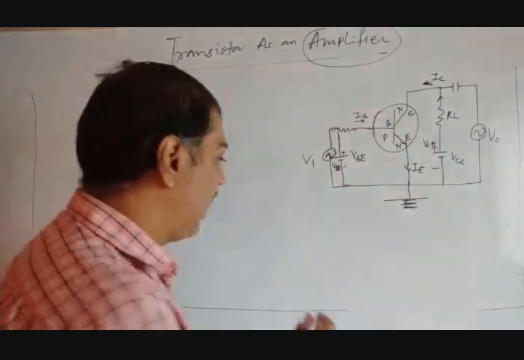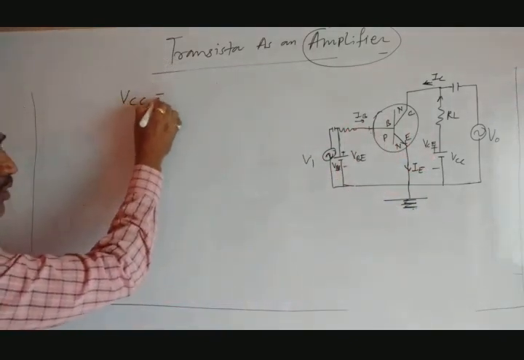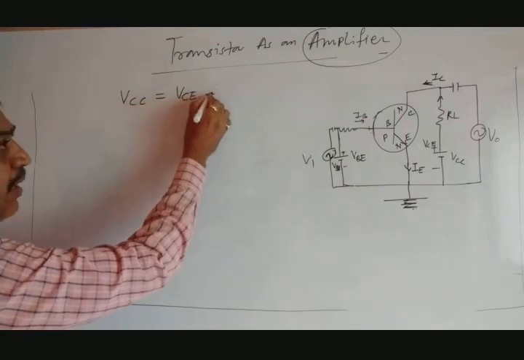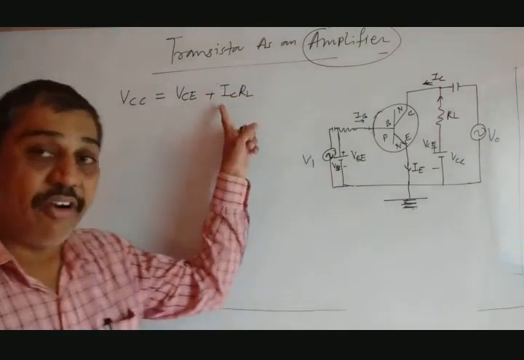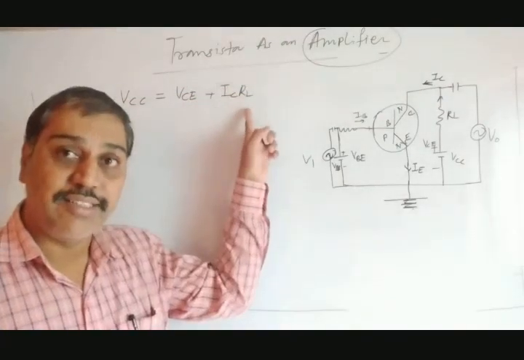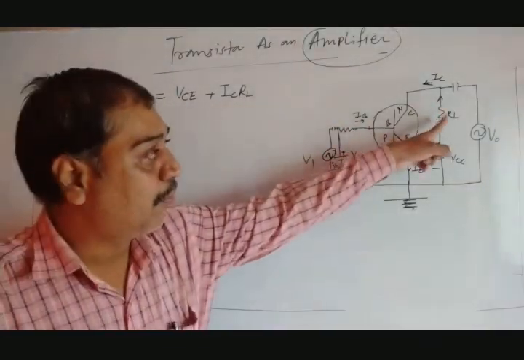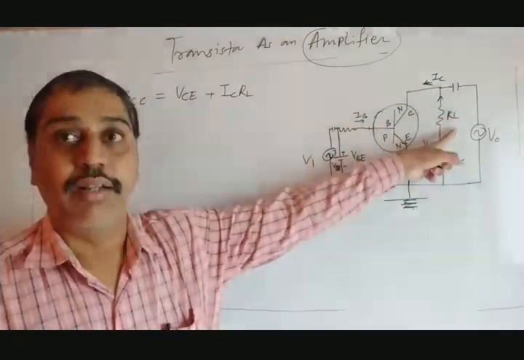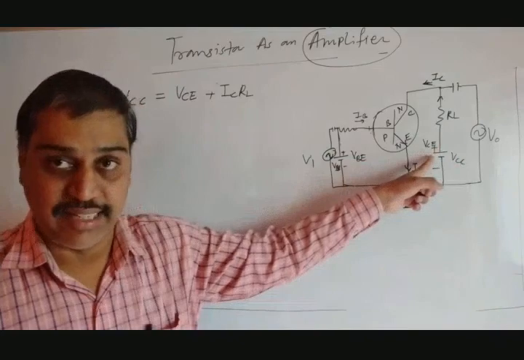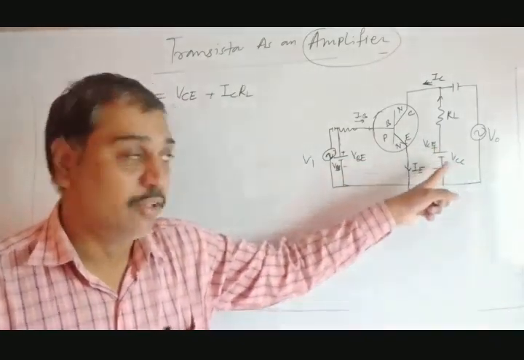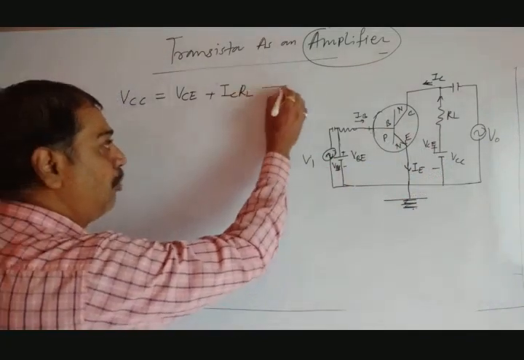So for the output loop, we can write the equation as VCC equal to VCE plus IC into RL. IC into RL, according to Ohm's law, current into resistance is voltage. That's why I have taken IC, the current flowing through this RL. So IC into RL drops some voltage here, and this VCE is there. And VCC is the total voltage applied. So VCC equal to VCE plus IC RL. This is equation 1 at the output loop.